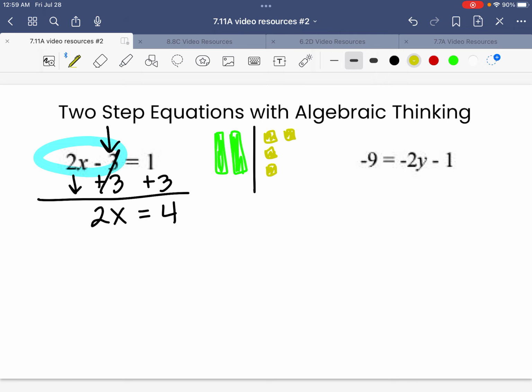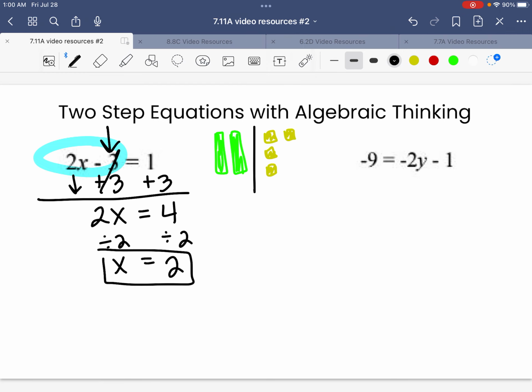Well, when we share things equally, that is just division. So instead of having 2x is equal to 4, I'm going to divide down. I'm going to scale down to find what 1x is. So I would divide both sides by 2. So 2x divided into 2 groups gives me just 1x, and 4 divided into 2 gives me 2. So I see that each x has a value of 2, which I can check.